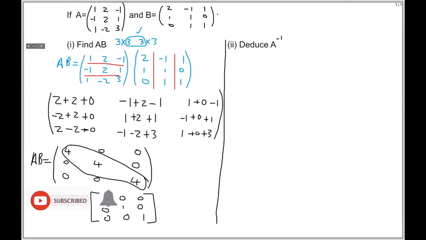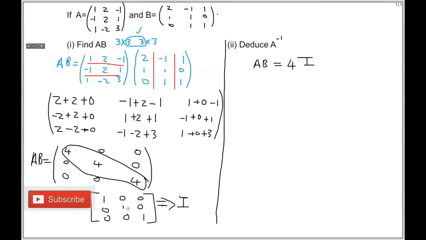So what is this AB telling me? Remember, AB product is this, and I factored 4 to get 4 times the identity. So from part 1, we have that AB is equal to 4 times the identity, because the identity for a 3 by 3 is this 1 0 0, 0 1 0, 0 0 1. So AB is equal to 4 times its identity. Now if I carry A over the equal sign, it becomes the inverse. So I will have B is equal to 4I times the inverse. That's what I have.